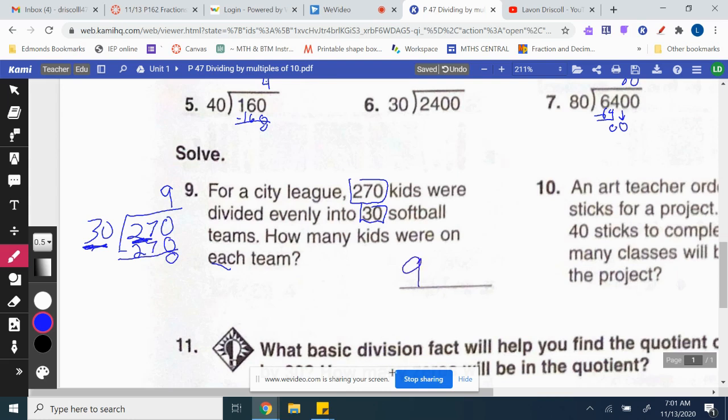But remember, in story problems, we can't have naked numbers, so we need to go back to the question. How many kids were on each team? The question is kids. How many kids? So it's 9 kids.